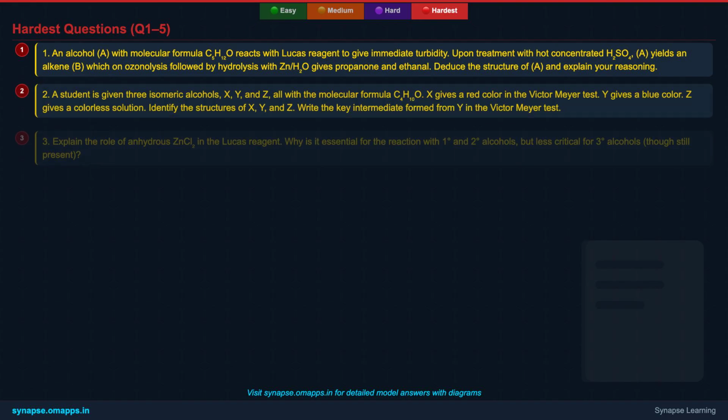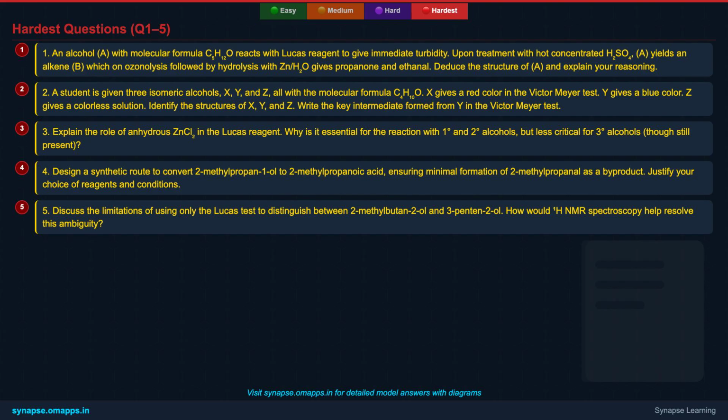Here are the first 5 challenging questions for the hardest level. These problems integrate multiple concepts, requiring deep mechanistic understanding and the ability to apply knowledge across different tests and reaction conditions. Take your time, think critically, and connect the dots between structure and reactivity. You're preparing for the highest level of organic chemistry analysis.